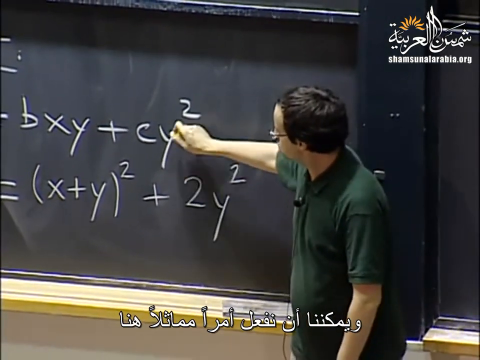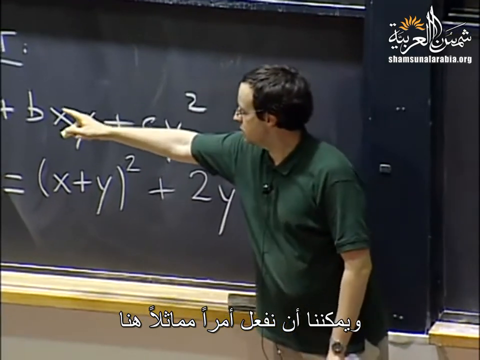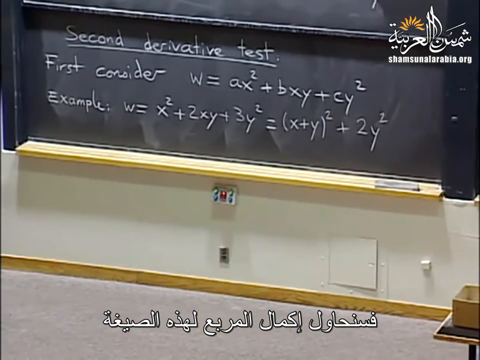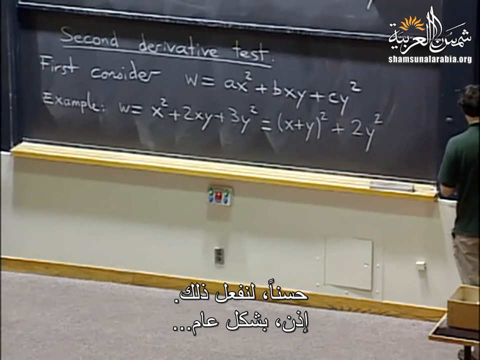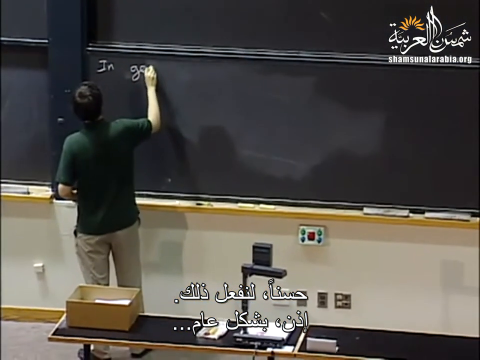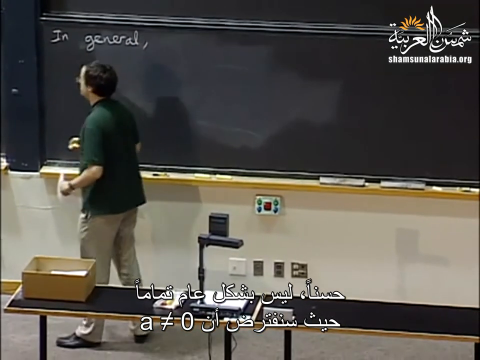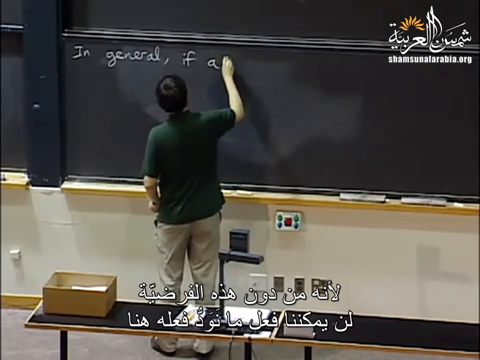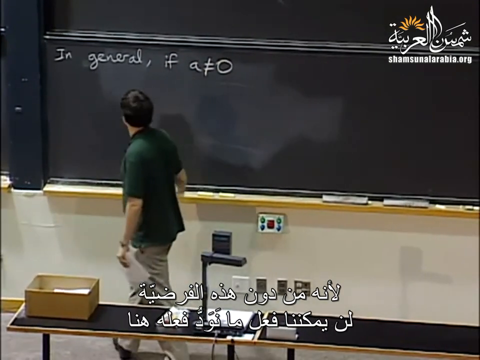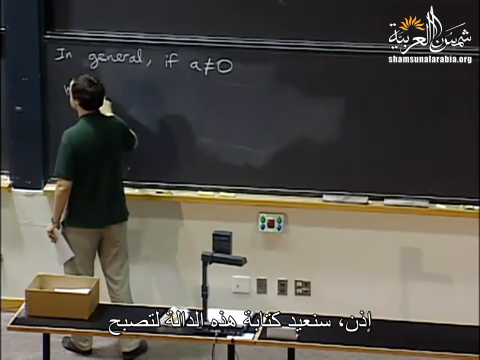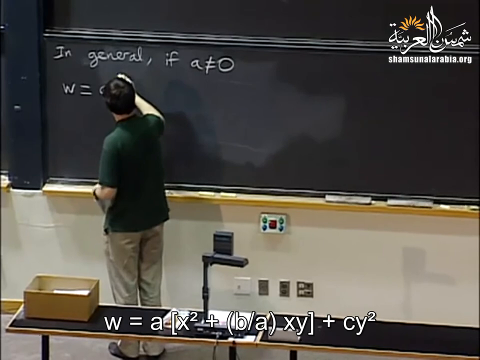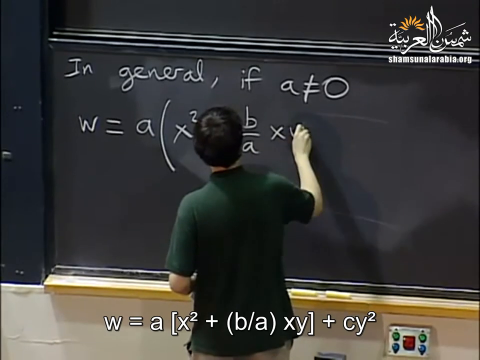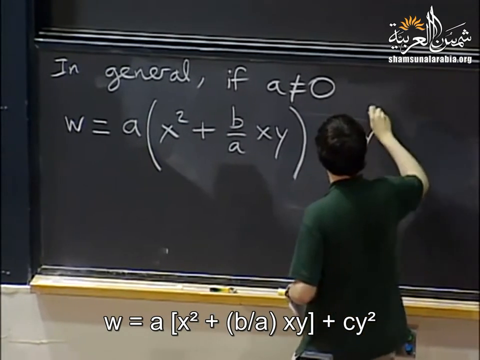Well, it turns out we can do something similar in general, no matter what these values of a, b, and c are. We'll just try to first complete things to a square. Okay, so let's do that. In general, let me be slightly less general and assume that a is non-zero, because otherwise I can't do what I'm going to do. So I'm going to write this as a times (x squared plus b over a xy), then I have my cy squared.